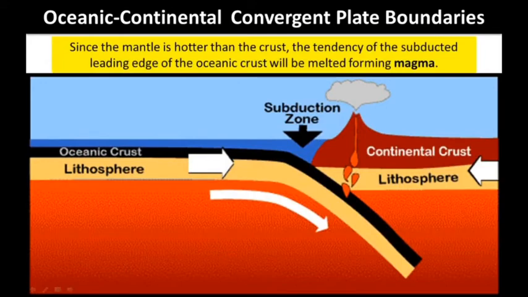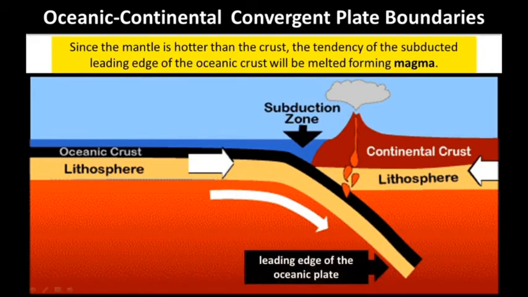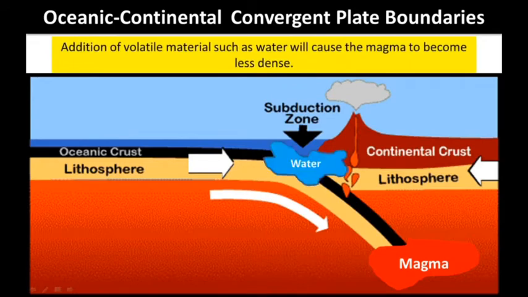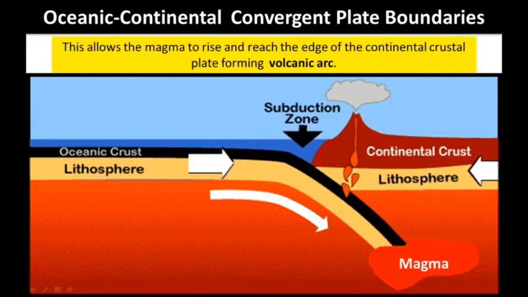Since the mantle is hotter than the crust, the subducted leading edge of the oceanic crust will tend to melt, forming magma. Addition of volatile materials such as water will cause the magma to become less dense. This allows the magma to rise and reach the edge of the continental crust plate, forming volcanic arc.